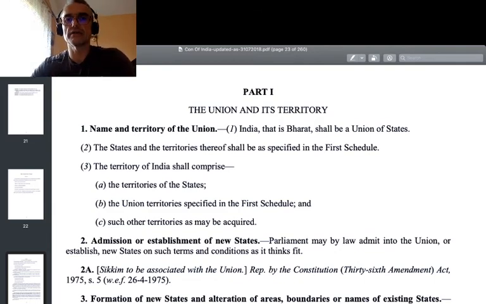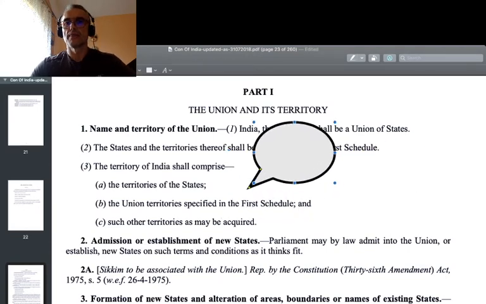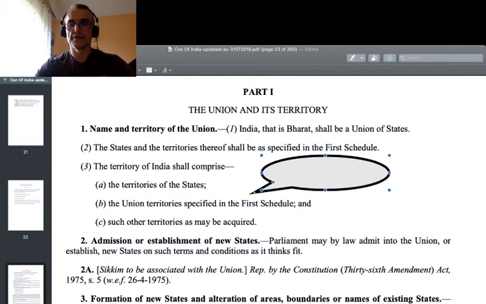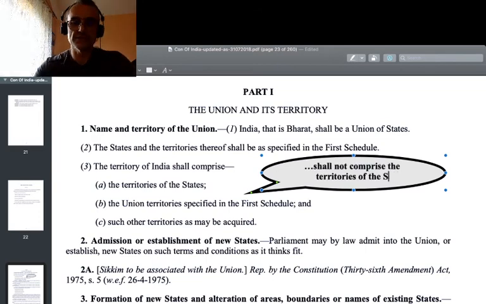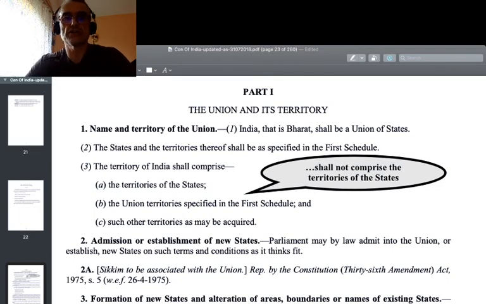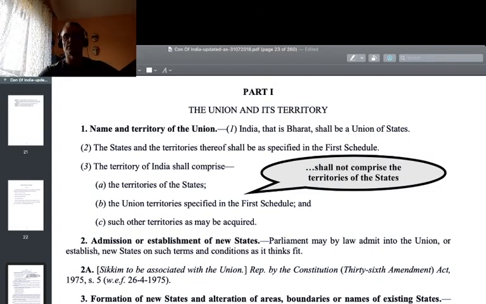Now, let's do that negative thing just to play around a little bit. So I add a speech bubble here. And I will import the following modification: shall not comprise the territories of the states. Sorry, I meant not status, states. Okay. So instead of reading the territory of India shall comprise the territories of the states, we would have a sentence which says the territory of India shall not comprise the territories of the states.